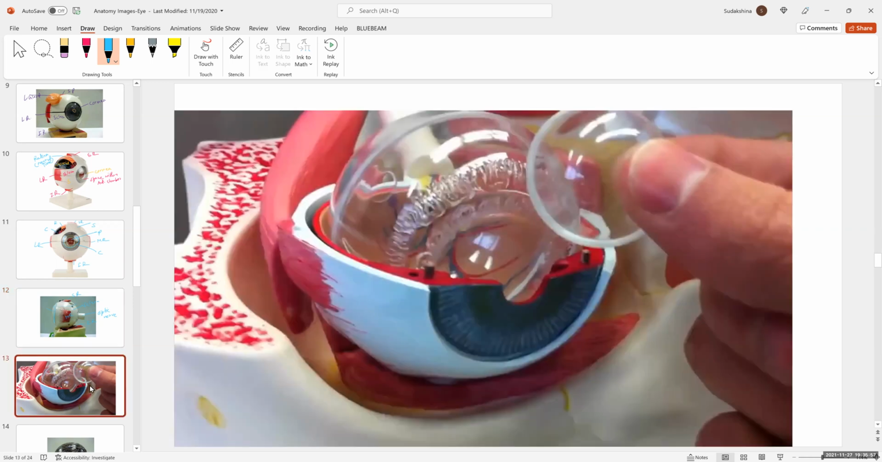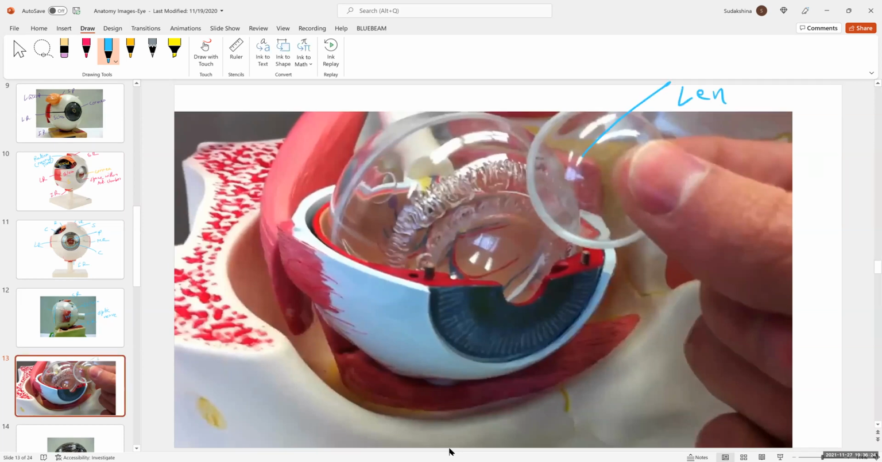Okay, a better idea about where the lens is. The lens is not part of the three tunics. The lens, like I said, sits anterior to much of the choroid and posterior to the iris. So here what you see, this is taken away, removed, extracted. This is the lens. Basically, this is the lens.